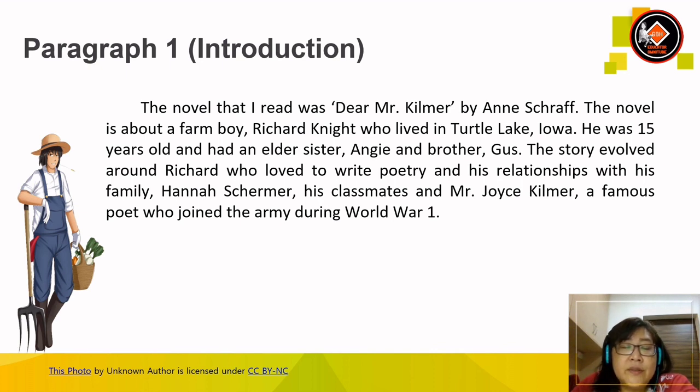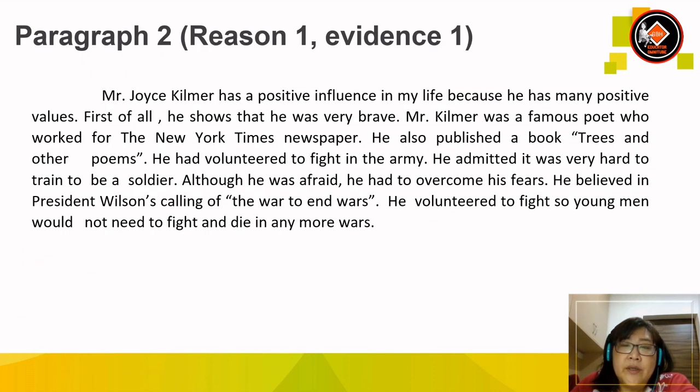The story evolves around Richard, who loved to write poetry, and his relationship with his family, Hannah Schirmer, his classmate, and Mr. Joyce Kilmer, a famous poet who joined the army during World War I. And then for paragraph 2, you have to write a reason and also an evidence. Mr. Joyce Kilmer has a positive influence in my life because he has many positive values.